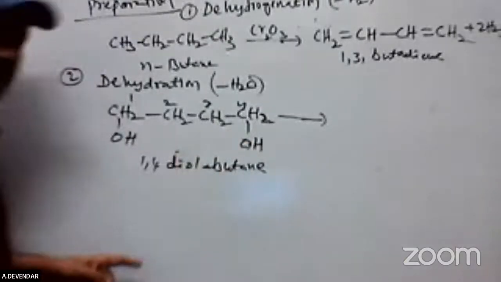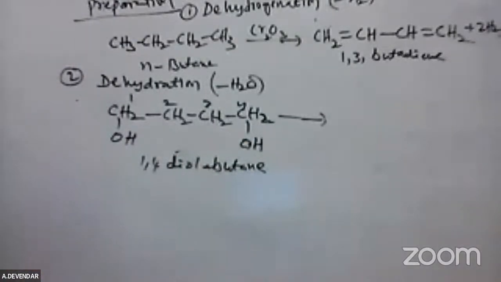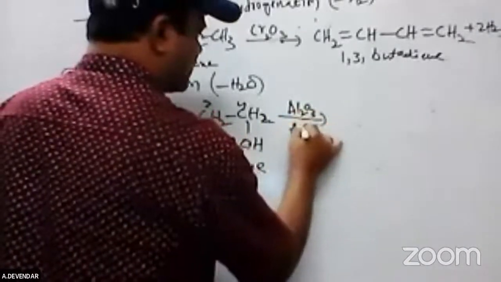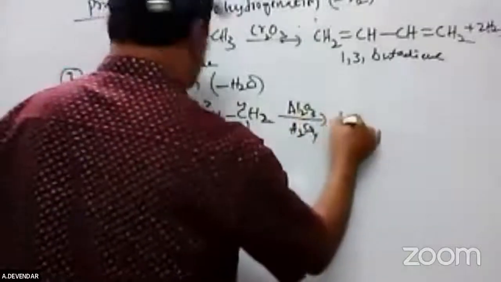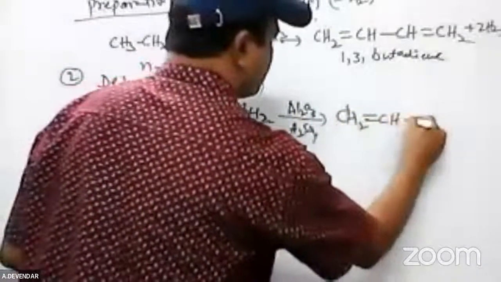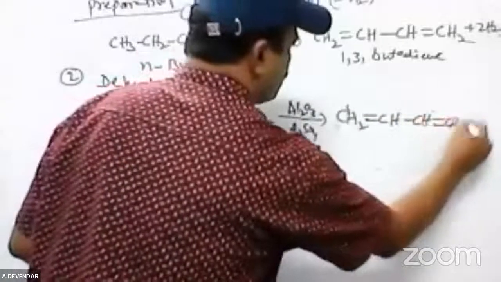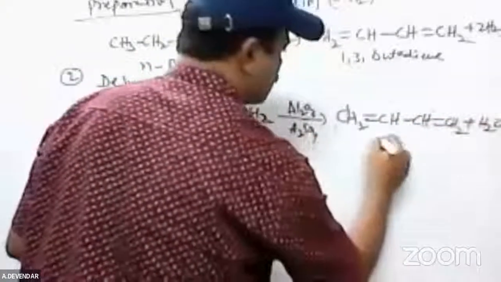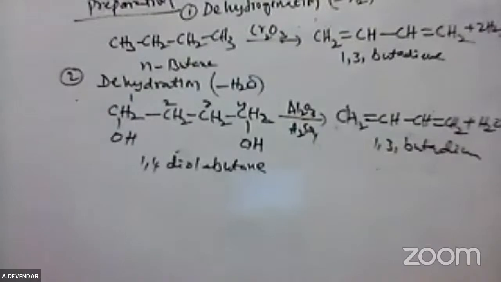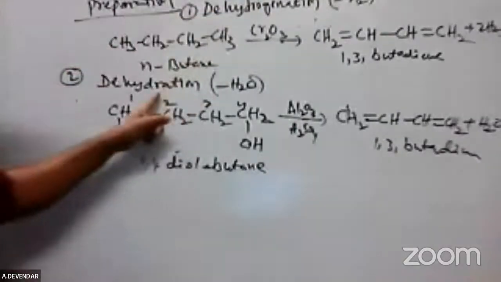Okay. So this particular dehydrating agent, you can take the sulfuric acid or alumina, we can take anything. You will get CH2 double bond CH double bond CH2, removing the water molecule. So this is 1,3-butadiene. These are the two preparations of alkadienes: one is dehydrogenation, another is dehydration.